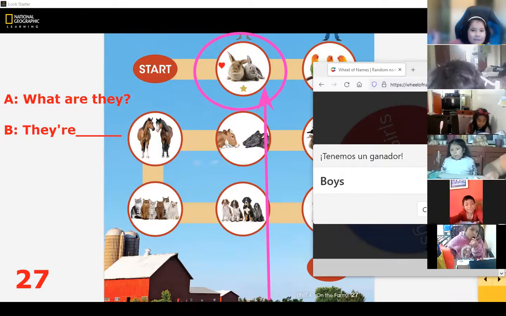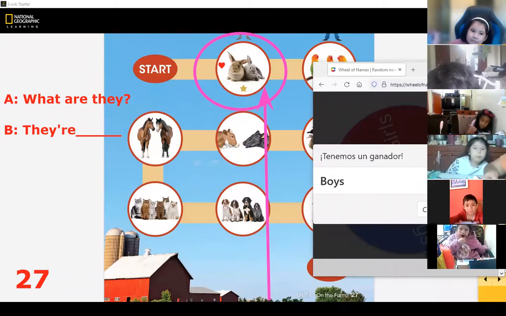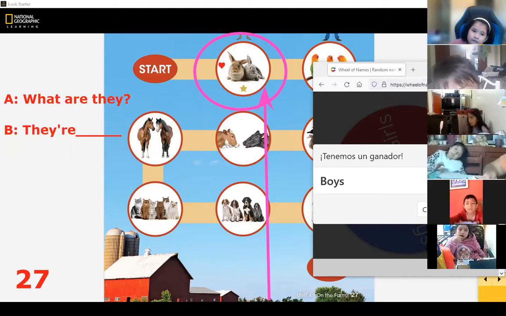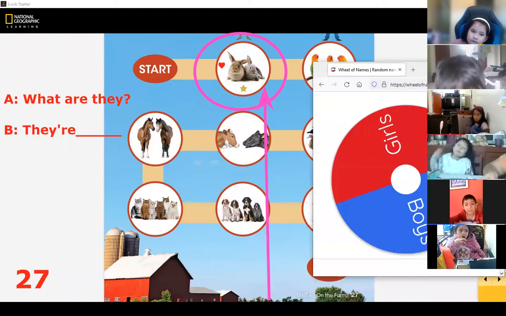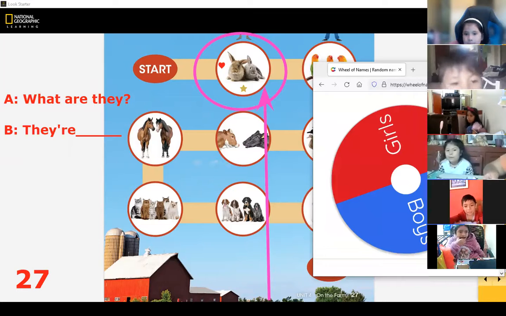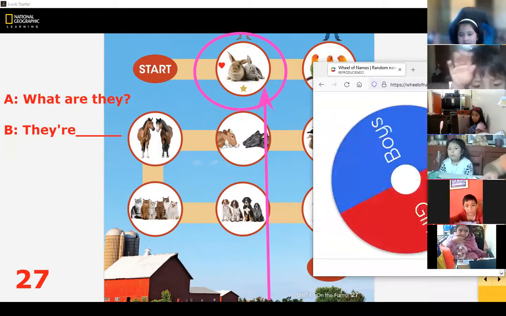Hello, teacher. Okay, Tiago, tell me, what are they? They are rabbits or they are birds? They are rabbits. Excellent. Very good. Now, let's continue. Vamos a ver si le toca a los boys o a las girls.